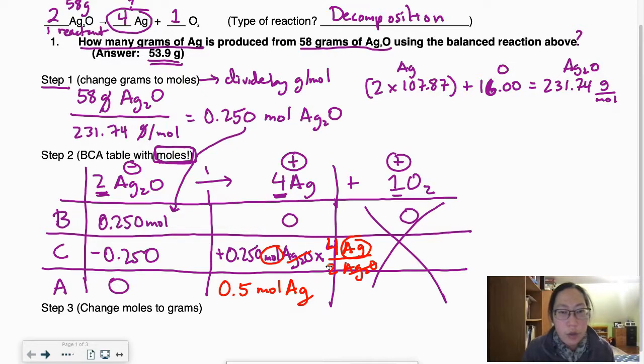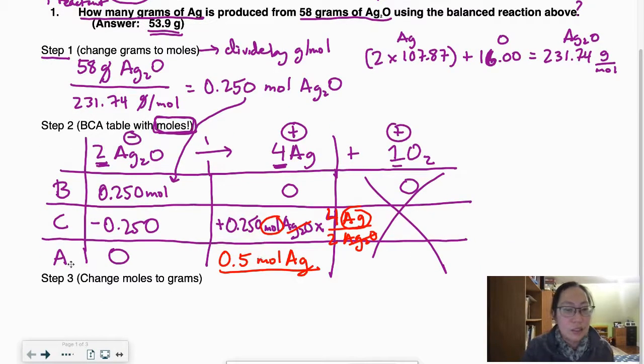Okay, so we filled in our BCA table. We figured out the moles of Ag. Are we done? Go back to your question. No, we're not done. There's a step 3. We've got to change these moles to grams. We've got the moles of Ag now from the BCA table. If the question asked for moles of Ag, we'd be done. But it doesn't. It asks for grams of Ag. So one more step. We've got to change the moles to grams.